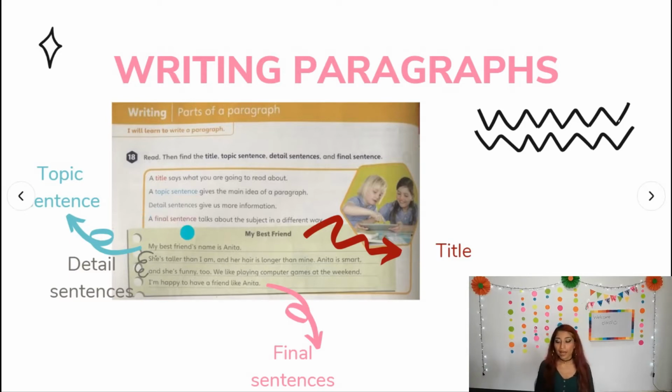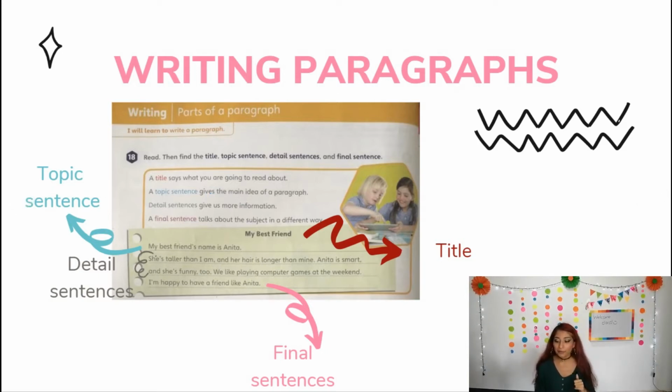Here we have an example, and remember that we did an activity about this. The example is called My Best Friend, and that's the title. The first line that you are going to see right there is going to be your title. Then the first sentence of the paragraph says, my best friend's name is Anita, and that's the topic sentence. The first sentence under the title is going to be the topic sentence. Why? Because it tells us what you are going to read about.